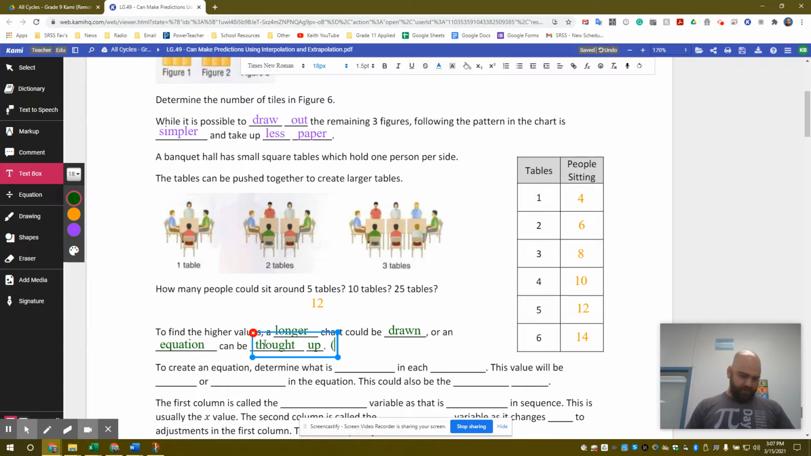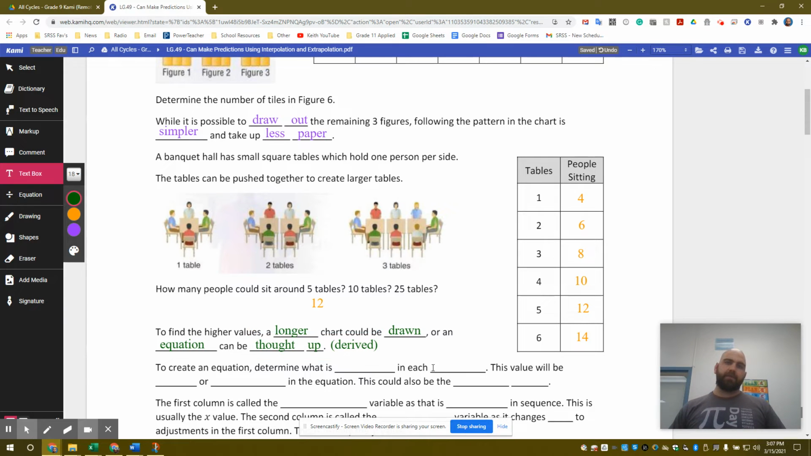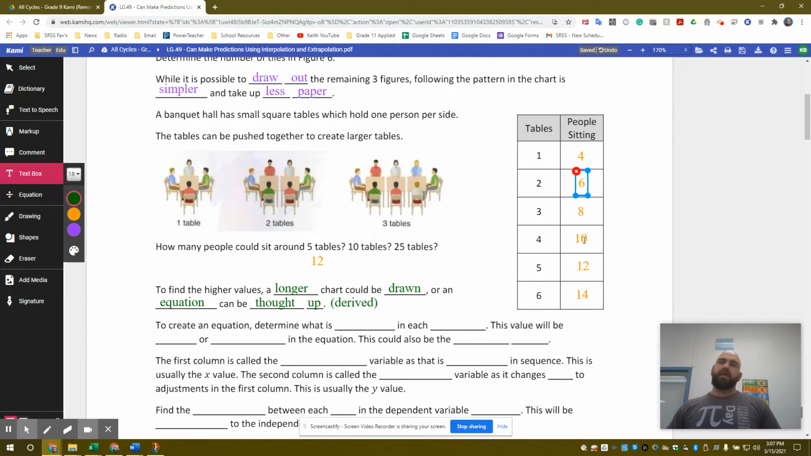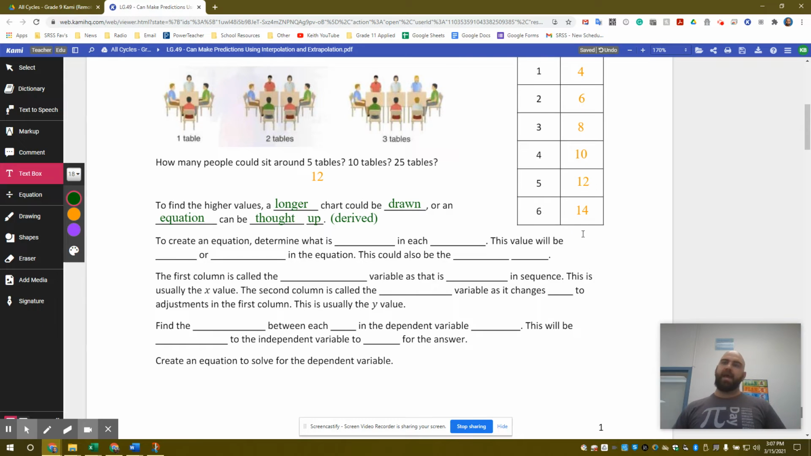So I'm going to put it here in brackets, derived. Derived means that we're coming up and we're determining what the equation is going to look like. Okay, so we can keep on going, a bigger table. If we want to get to 10, we keep on going, right? So number 7 would be 16, number 8 would be 18, number 9 would be 20, and so 10 would be 22. There we go.